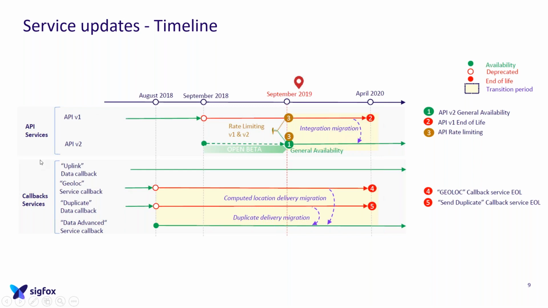And then we are also moving some, so the uplink data callback is not changing. But we are now using the data advanced callback to embed each and every added value data that was pushed before, for example, in the geolocation callback or duplicate data callback. So those two callbacks will be terminated as well in April 2020. So you need to migrate to the data advanced callback. We'll be able to talk a little bit more about this timeline in the Q&A if needed.